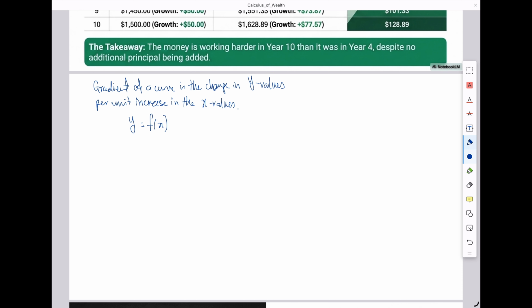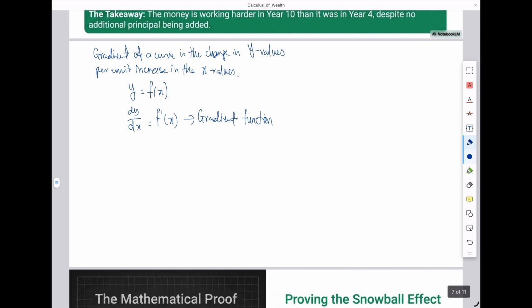But to be more rigorous, we will actually look at the gradient function, which is dy/dx equals f'(x), because this is called the gradient function of any curve, of any function. It can be linear, constant, exponential, or whatever. So let's look at what happens.